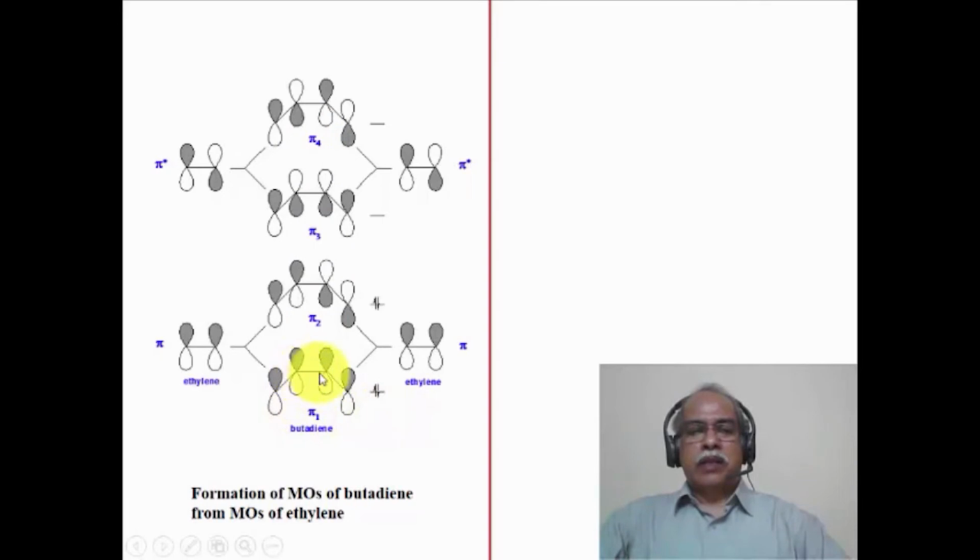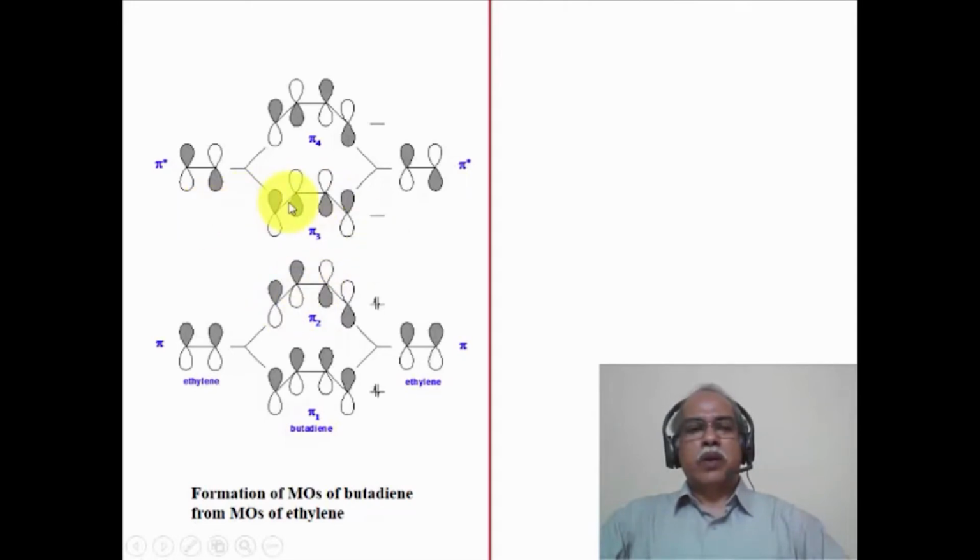Now this has 0 nodes, there are no nodal points along the carbon-carbon bond. This has only one node here, in other words there is a change in the algebraic sign or change in the color shading of the lobes of the molecular orbital, so that's the nodal point. At this point the probability density of the electron is close to 0, for example.